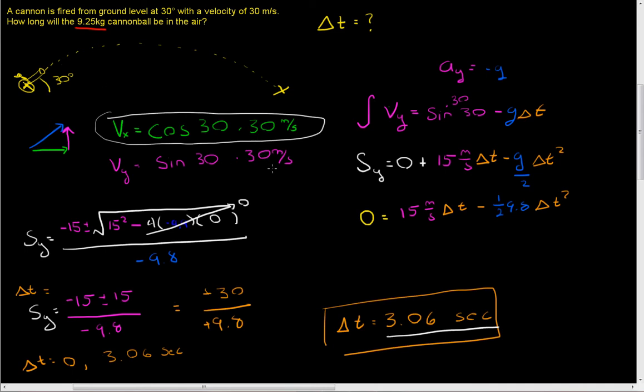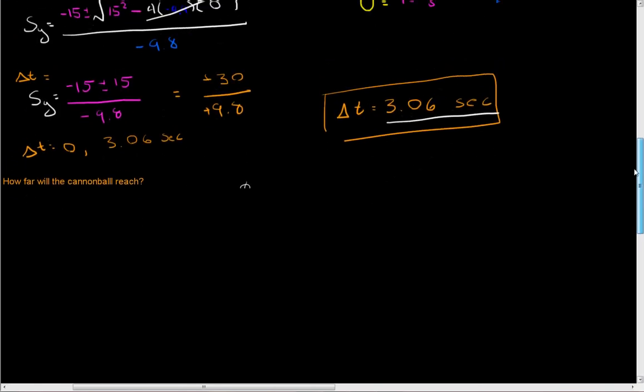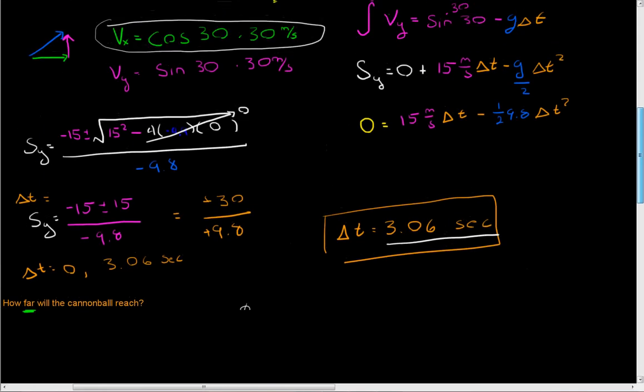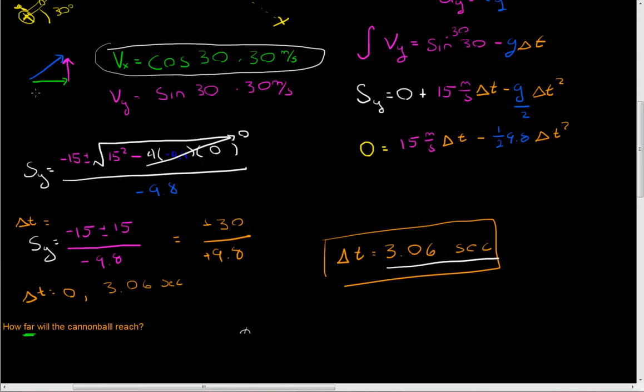In our last problem, we talked about how long the cannonball stayed in the air. Now, I want to go down and calculate how far, what is the distance, the cannonball will reach. Remember, the acceleration of the x component remains constant, so the acceleration equals 0.